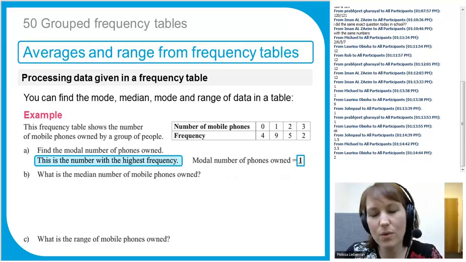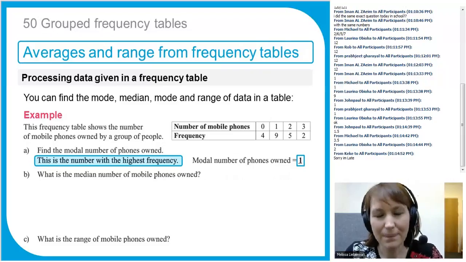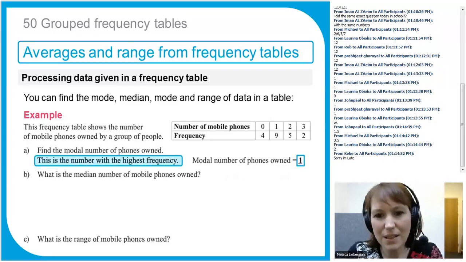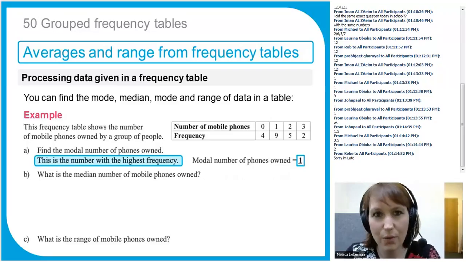So if I wrote all of the number of phones owned by each person in order, don't worry, Kiki, if you're late, you can watch the recording, see what you've missed. How do I find the median? Any ideas? A good way of thinking of it is say, okay, I don't have the raw data here, but I can get an idea for it, because I know that 4 people have no phones. So if I were writing these out in order, I would have 0, 0, 0, 0, 4 of them.